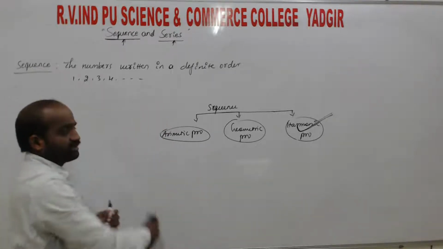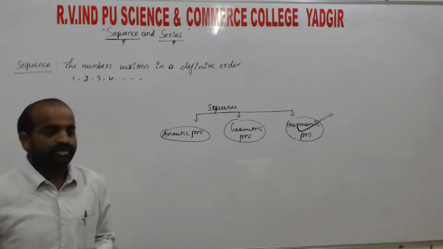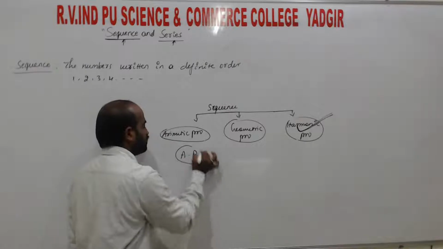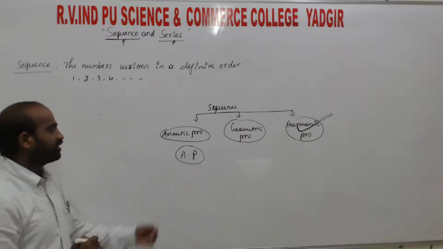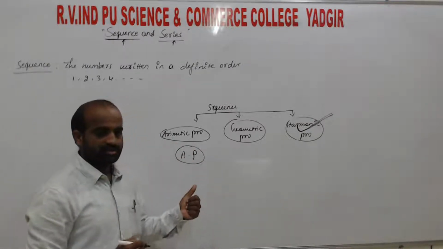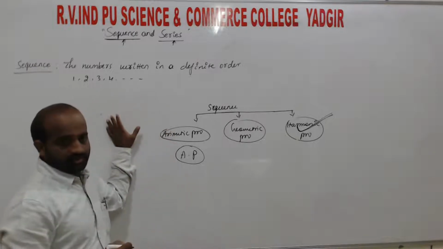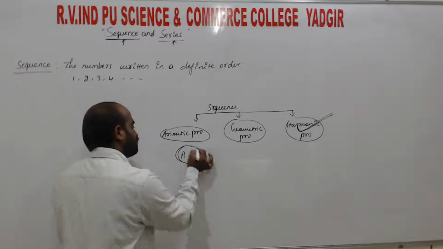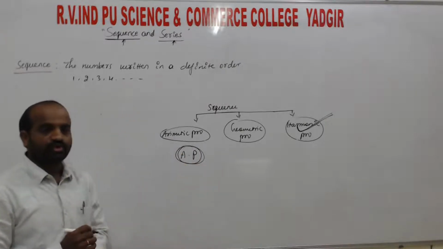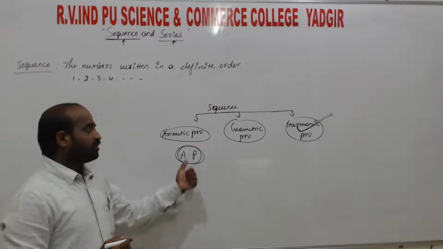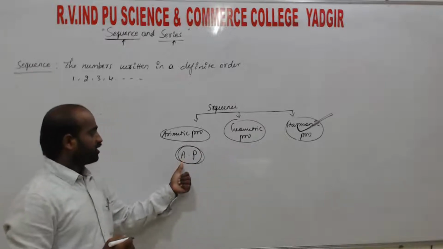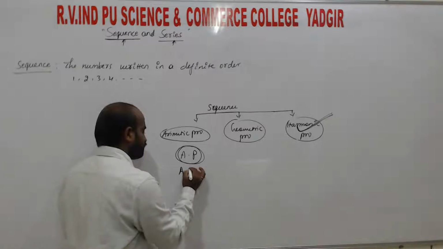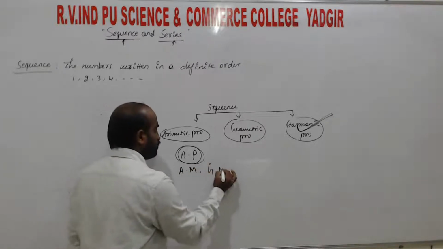In the previous class, the 10th class, you already studied arithmetic progression. In this chapter, we discuss more about AP, arithmetic progression, geometric progression, arithmetic mean, geometric mean.